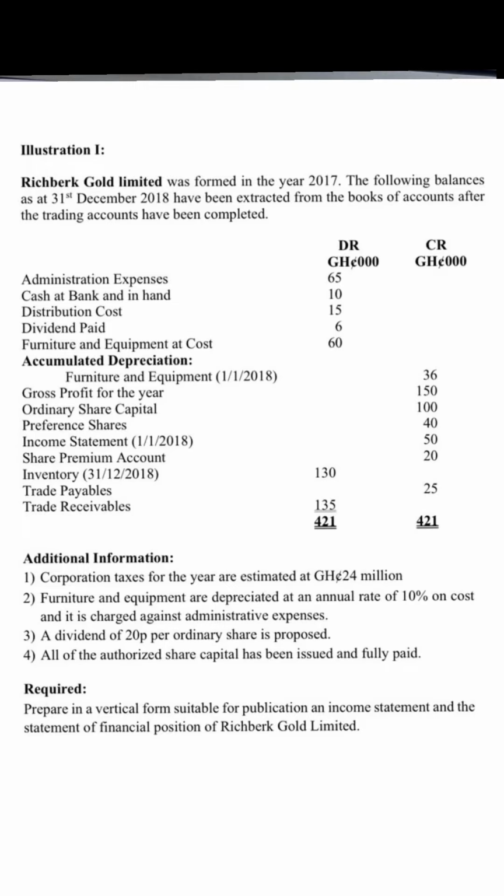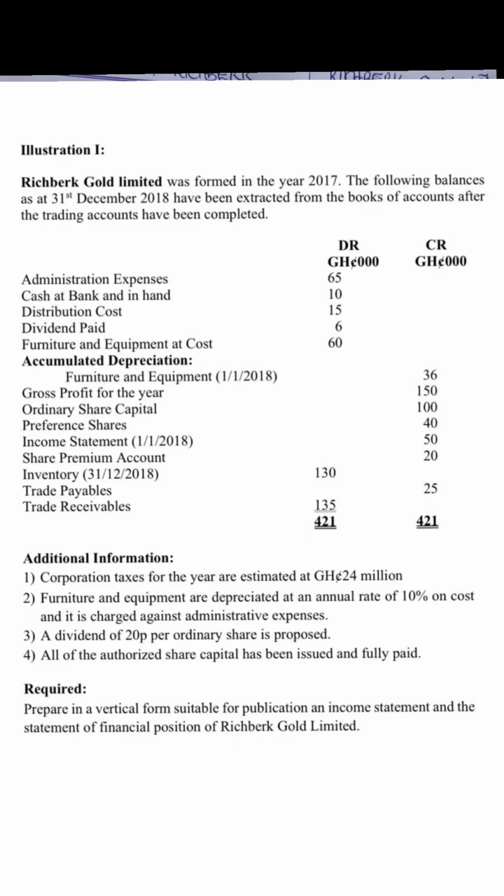20 pesos per share. You go and check the number of shares we have in this question. So obviously, ordinary share capital is 100,000. So it will mean that the number of shares we have will be 100,000 if one share is equal to 1 cedi. It's just an assumption. So assume, always when the share price is not given, you can assume that it's 1 cedi, or $1. All of the authorized share capital has been issued and fully paid.